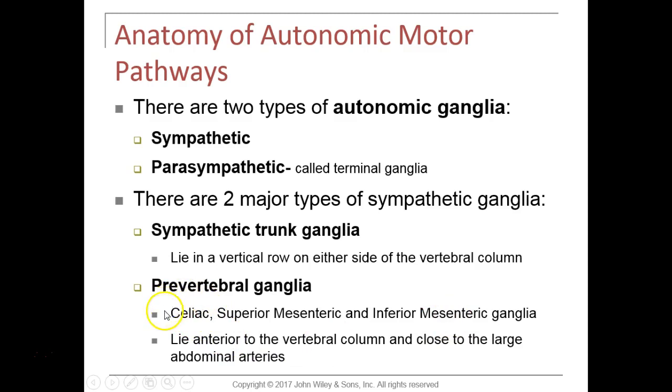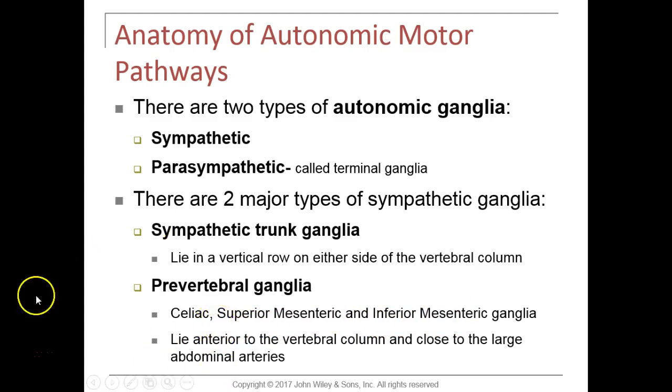They take on the name of celiac or superior and inferior mesenteric because the ganglion lies next to those arteries. So there's a big artery that comes off the aorta called the celiac artery, really the trunk. There's a superior and an inferior mesenteric artery. So the ganglia that lie there take on the same name.